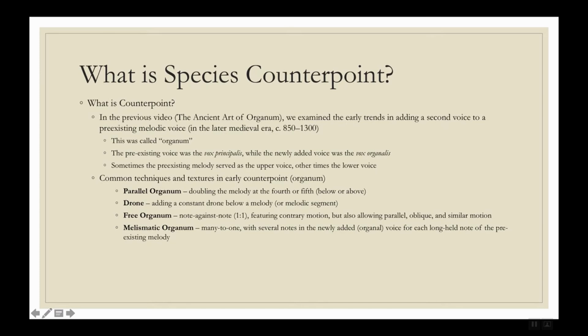So that's going to be my Cantus Firmus. And for each of those notes, I'm going to put one note in the counterpoint. So that's an example of free organum. It's also an example of what we're going to be doing today, which is one-to-one counterpoint, species counterpoint, specifically first species counterpoint. A melismatic version might sound like this.